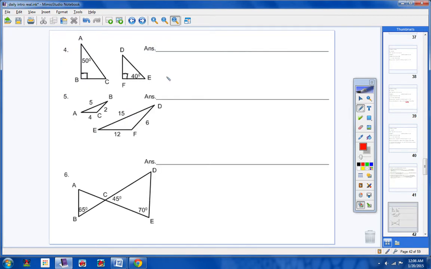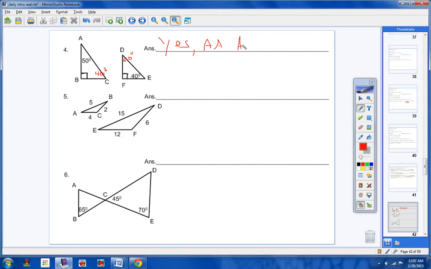All right, let's take a look at number 4. First of all, are these two triangles similar? Well, I have 90 degrees here, 50 degrees here, so I know this has to be 40. Remember, the three angles inside of a triangle have to add up to 180. Over here, I've got a 40, 90, so this has to be 50. So, are these two triangles similar? Yes, by angle. If two angles in one triangle are congruent to two angles in another triangle, then the two triangles are similar. So, yes, by AA.